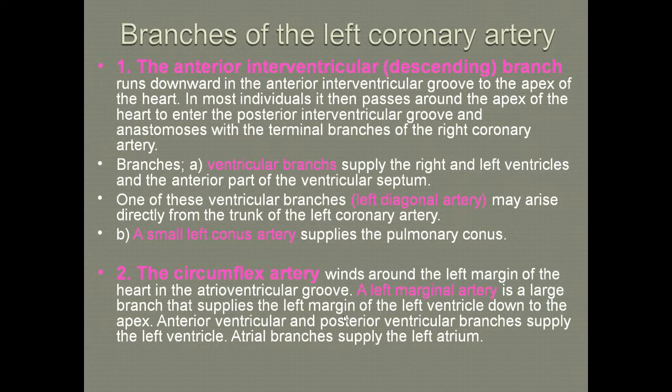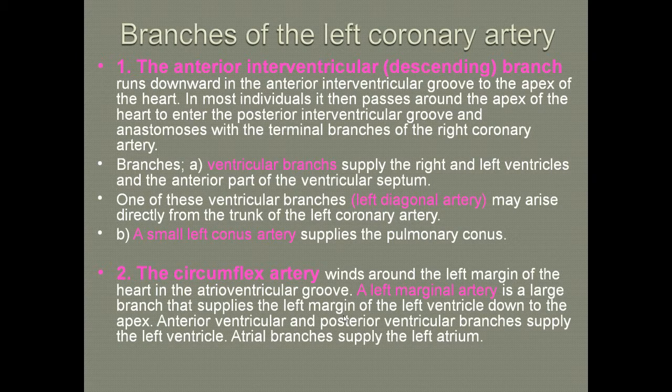The anterior interventricular branch runs downward in the anterior interventricular groove to the apex of the heart. In most individuals, it then passes around the apex of the heart to enter the posterior interventricular groove and anastomoses with the terminal branch of the right coronary artery. Ventricular branches supply the right and left ventricles and anterior part of the ventricular septum also. One of these ventricular branches may arise directly from the trunk of the left coronary artery. A small left conus artery supplies the pulmonary conus.